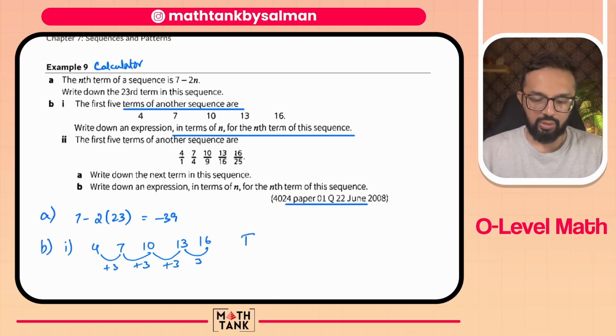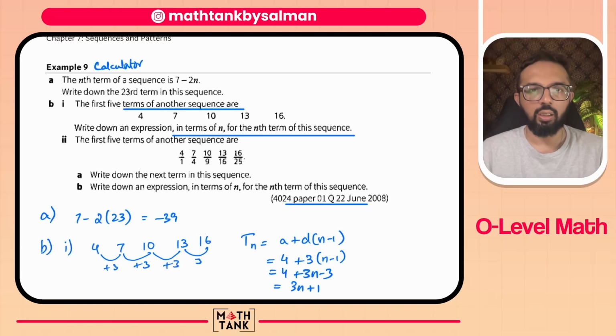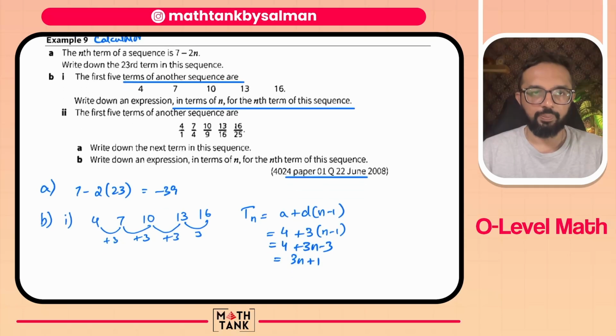I know that the nth term for a linear sequence is a plus d times n minus 1. So I'm going to say 4 plus 3 times n minus 1. So that's 4 plus 3n minus 3. 3n plus 1 should be my final answer for this part.